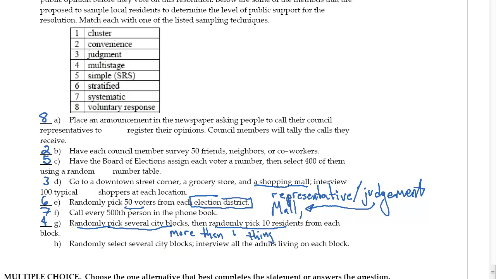Randomly select several city blocks and then interview all the adults. Well, if you're going to interview all of the adults, that is going to be a cluster sample. All right? Very important. Okay? So if you're randomly picking 10, all of the adults, 50 voters, election district, you have to think about homogeneous groups versus heterogeneous groups. All right?